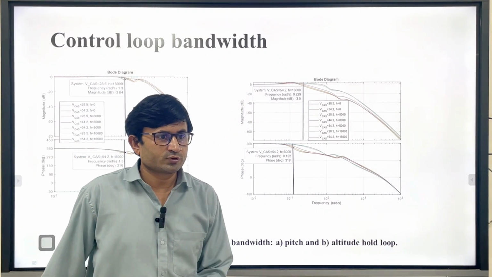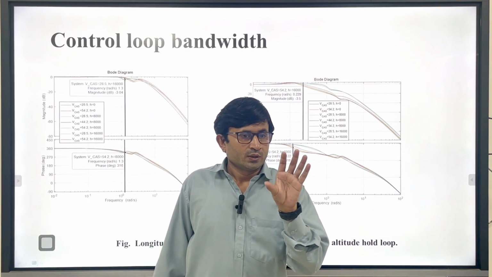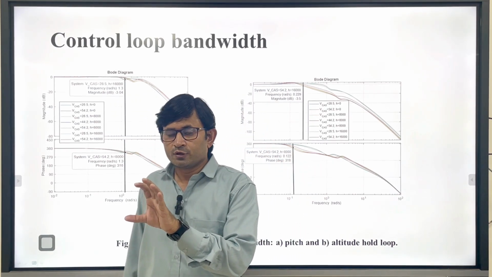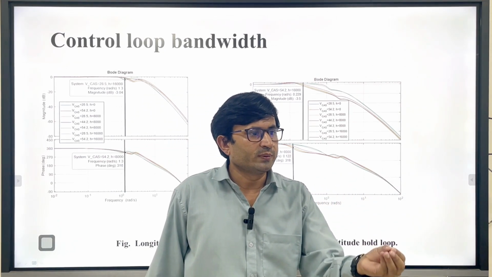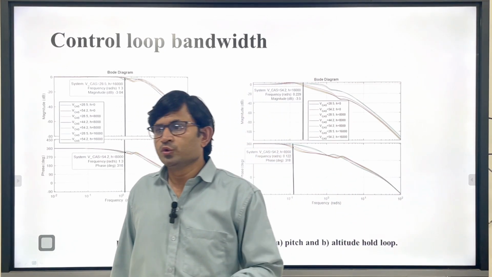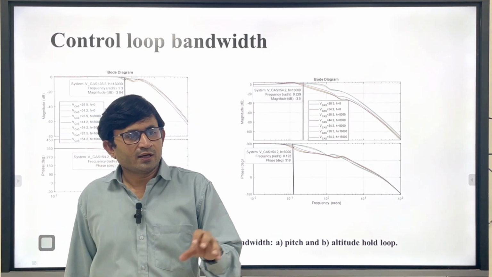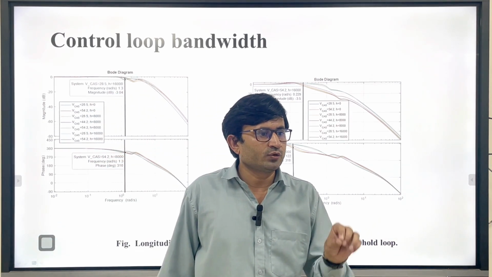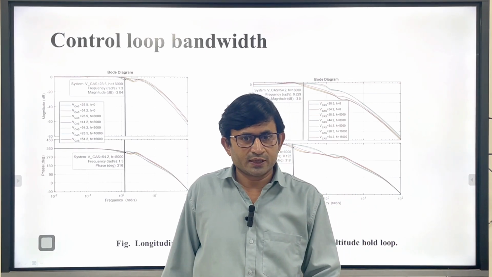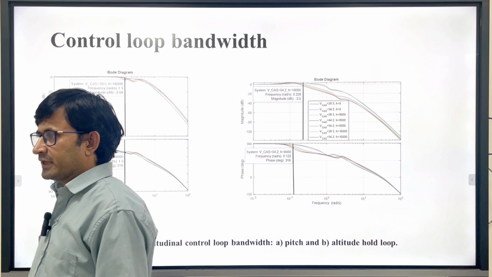Okay, and we have also seen that there are many loops involved, right? In the longitudinal case, rate loop, attitude loop, and altitude loop. Each loop has some bandwidth, and we already discussed that the innermost loop should have more bandwidth in order to make an immediate correction.